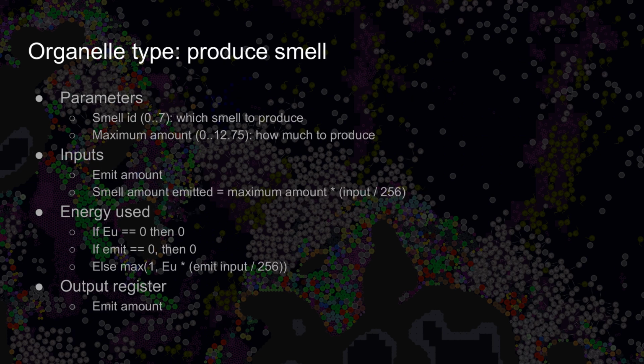The next type of organelle is produce smell. It has two parameters. The first is the smell ID, which identifies which of the 8 possible smells will be emitted. The second parameter describes the maximum amount that will be produced. The organelle takes one input, which scales how much smell is produced. If the input is 0 or the energy to use is 0, then the energy used will be 0. Otherwise, it is scaling with the input, but at least 1. The output will be the amount of smell emitted.